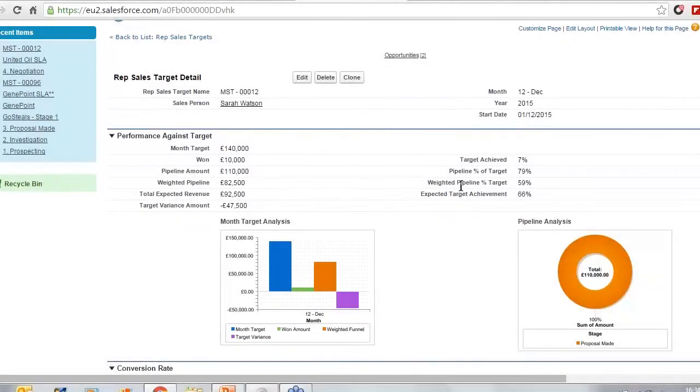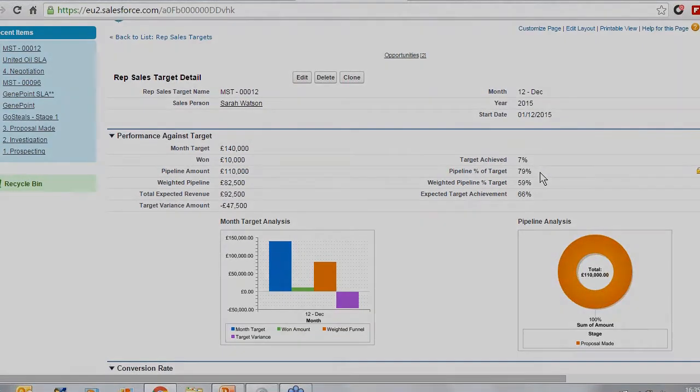For the month of December, there's a target of 140k. You saw in the report that she'd won 10,000. Her total pipeline is 110k. The weighted value of that pipeline is 82.5k to be precise. So her total expected revenue is 92. Where does that come from? It comes from that 82 weighted pipeline plus the 10 she's already won. And over on the right-hand side, we've got some percentages: percent of target achieved, pipeline percentage of target, weighted pipeline.